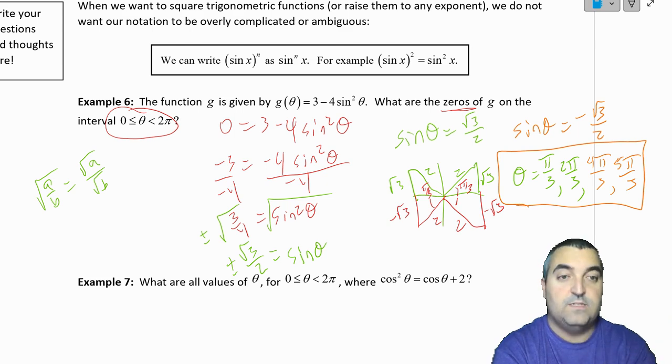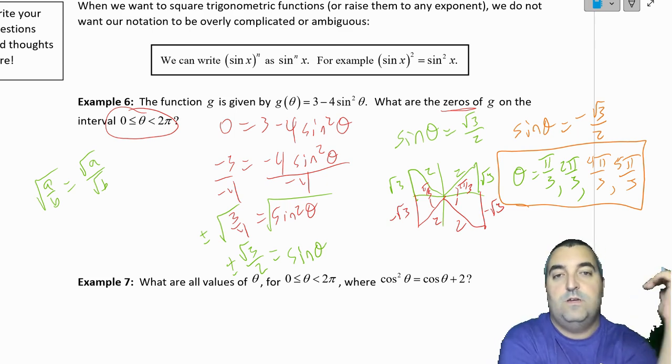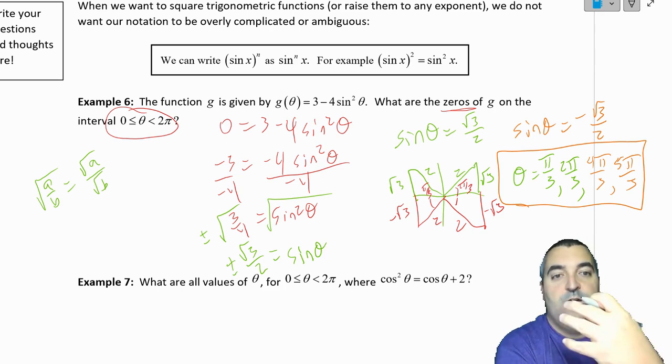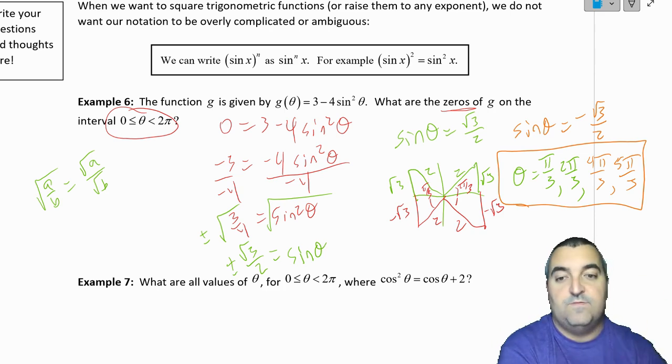And when you get these plus or minuses, usually you end up with 4 answers because you're getting both sets of the positive and both sets of the negative triangles.